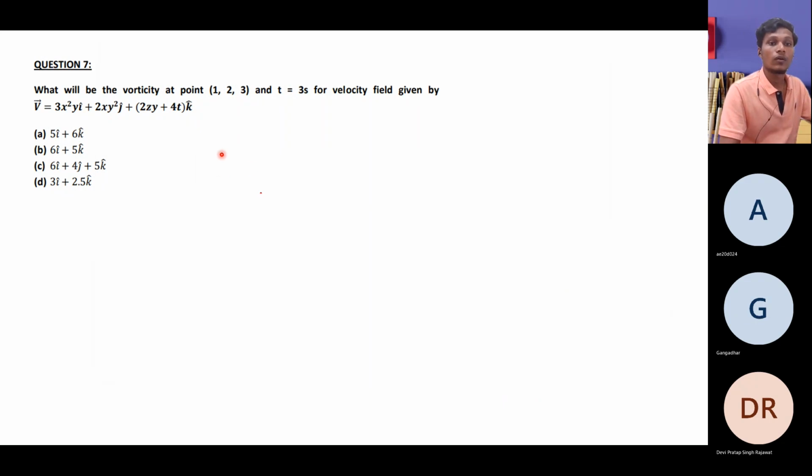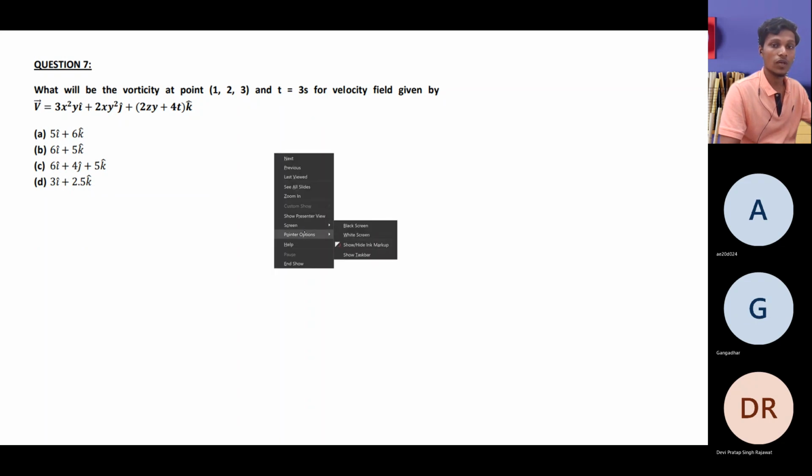So here in this question we have a velocity field v bar equals 3x²y i cap plus 2xy² j cap plus (2zy plus 4t) k cap. This is the velocity field we have. And now the question is to find the vorticity at the point (1, 2, 3) and time t equals 3 seconds for this velocity field.